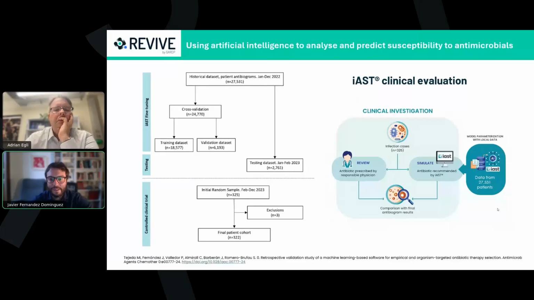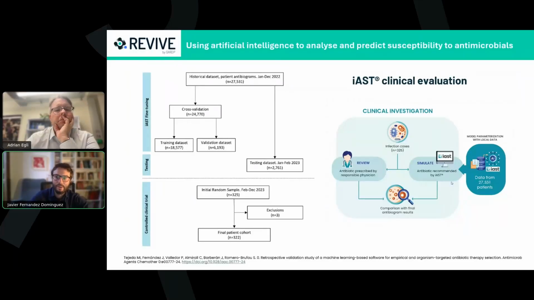And the clinical investigators recruited 325 patients. They review what antibiotic has been prescribed by the doctor. Then they simulate the cases with our software IAS, and they compare the 3 first recommendations of the software, because our software doesn't give a unique drug recommended to the doctor. It gives a ranking of antibiotics ordered by the probability of success.